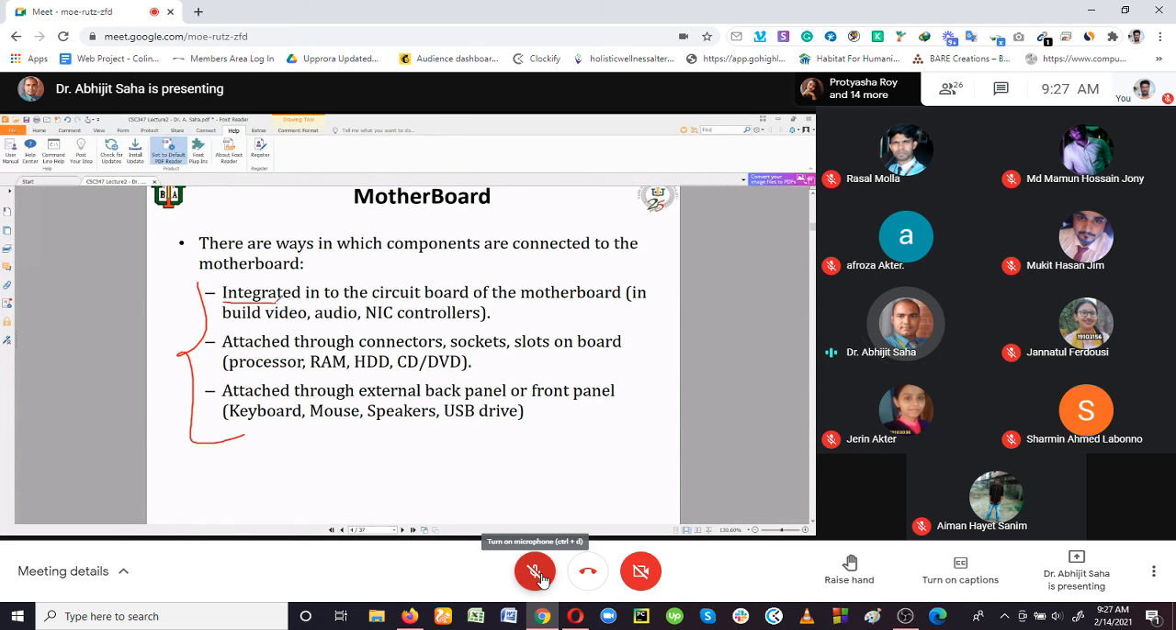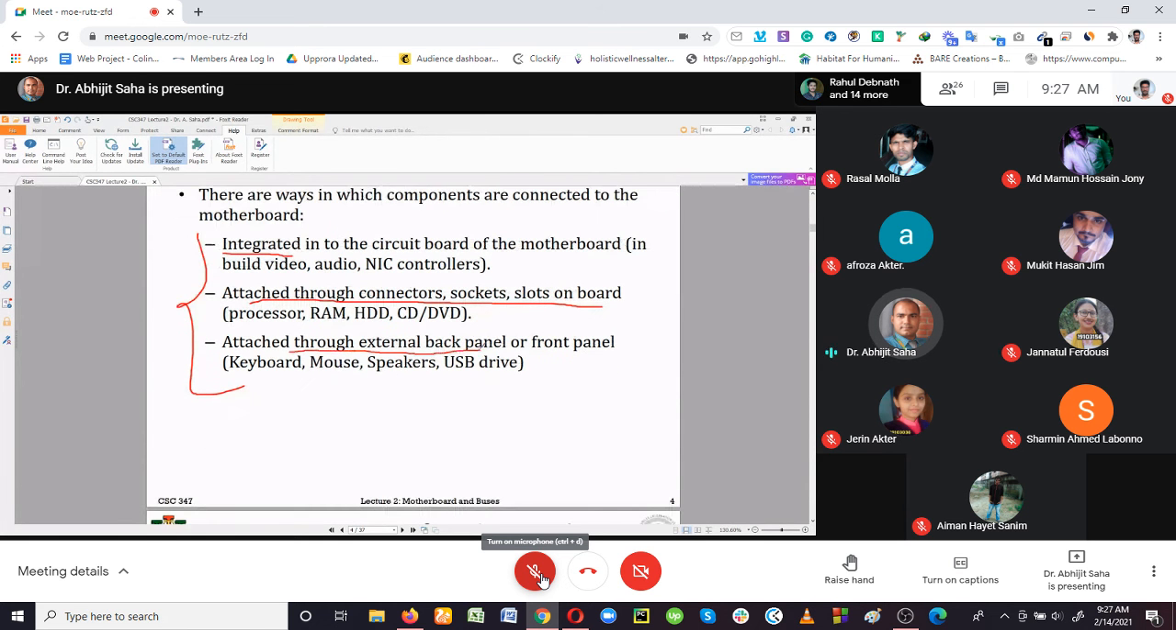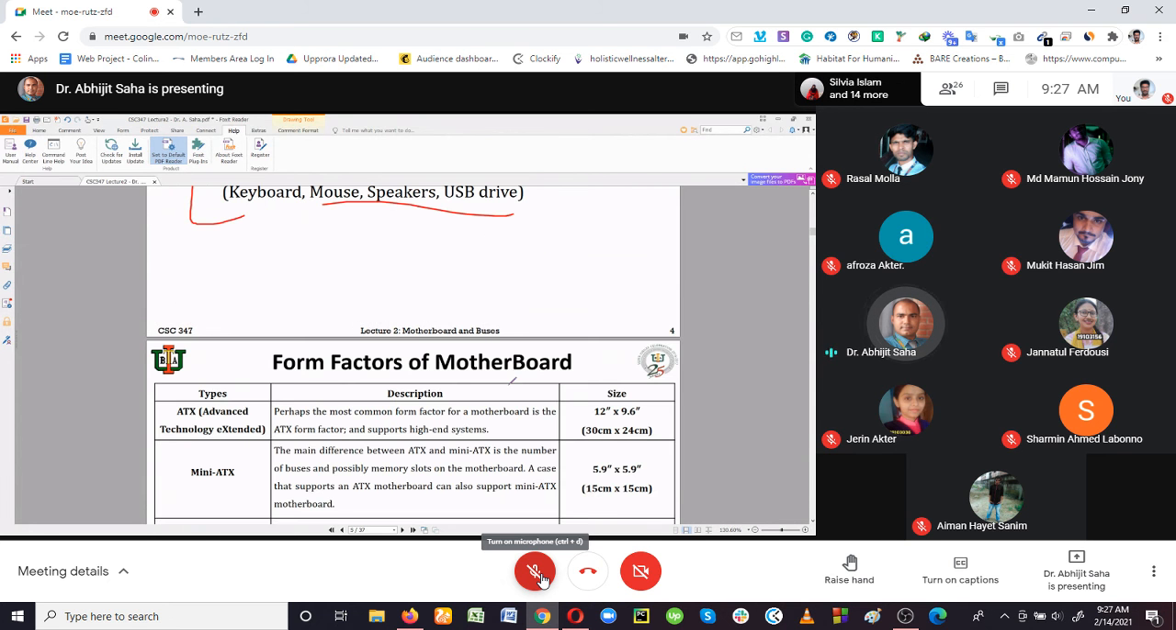So it is one: it can be integrated. It can be attached through the connector, socket, or slots on the board. It can be attached through the back panel or front panel. So you should know these three ways that things are connected with the motherboard, and what the examples are for them. It is very important that you know them.